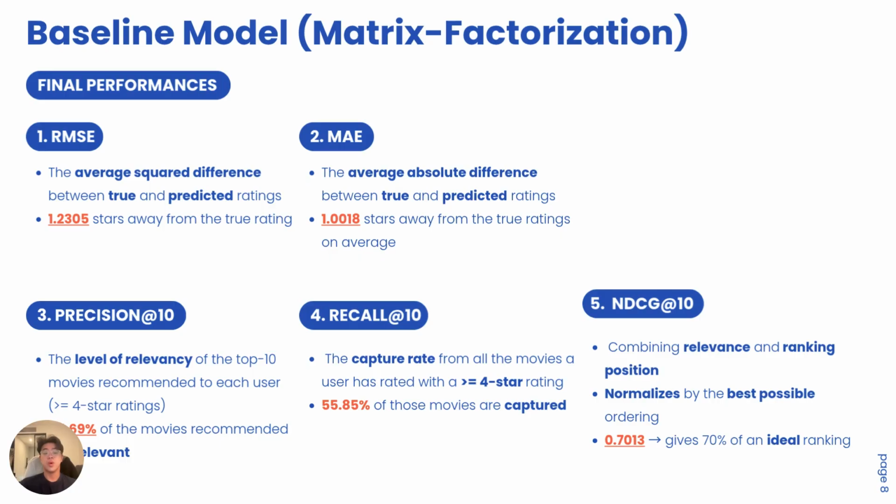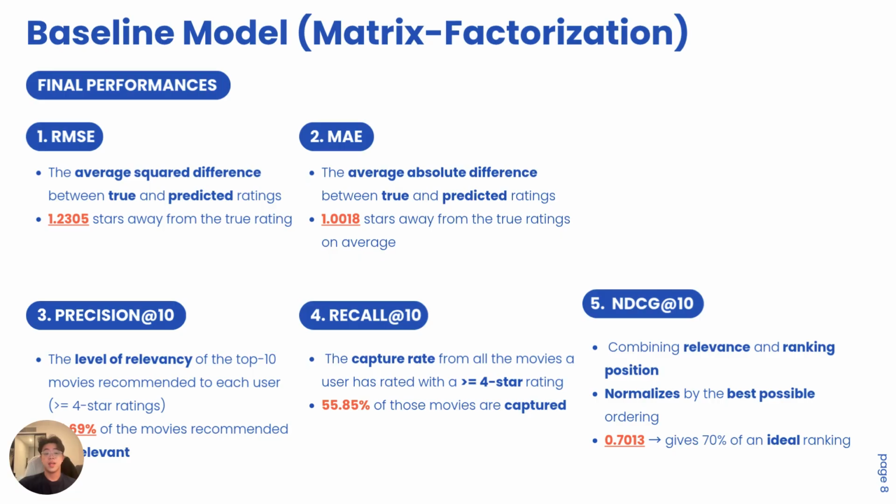Then we move on to recall at 10. The capture rate from all the movies a user has rated more than or equal to 4 stars. And from our model result, 55.85% of these movies are captured. Lastly, there's NDCG at 10, that combines relevance and ranking positions. Then we normalize by the best possible ordering. And the result of the model is 0.7013. This means that it gives 70% of an ideal ranking possible.